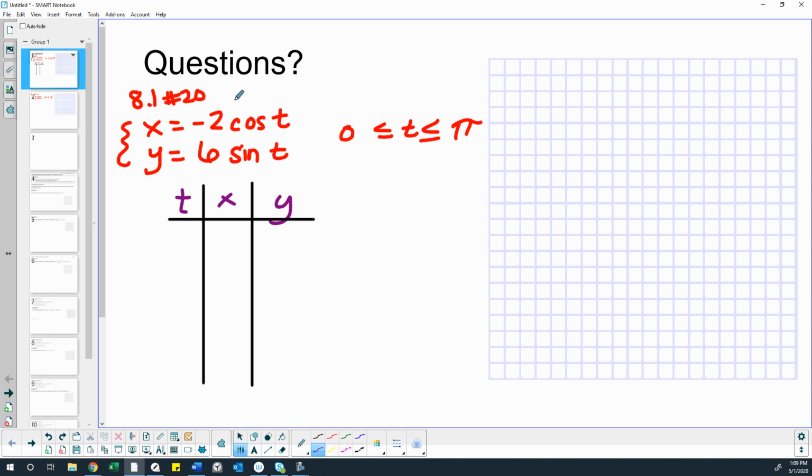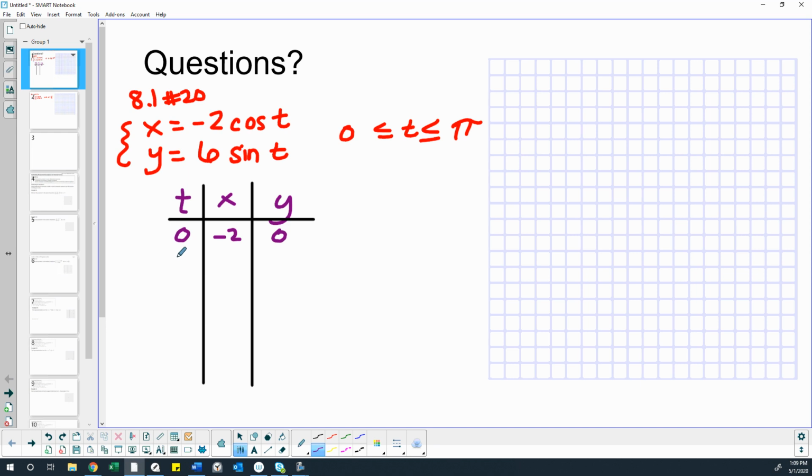Okay, so t. We need to pick values for t between 0 and pi. Remember, it's just fine to use degrees if you'd rather. Just make sure your calculator is in the correct mode. I'm going to start with 0. Negative 2 times the cosine of 0. The cosine of 0 is 1, so negative 2 times 1 is negative 2. And the sine of 0 is 0, so 0 times 6 is 0.